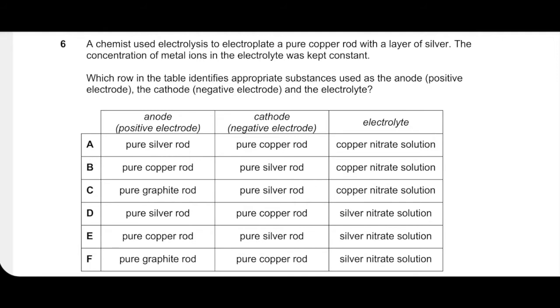So straight away, you know that the electrolyte is going to contain silver nitrate. This is because you want to coat the copper rod with silver, and the electrolyte needs to contain the metal ion that you're going to coat the rod with. So therefore, we could eliminate A, B, and C.